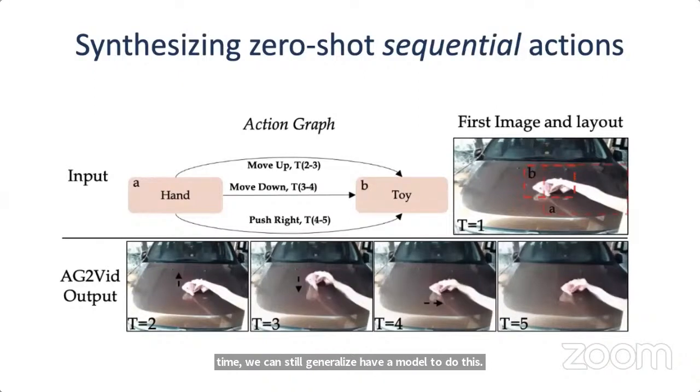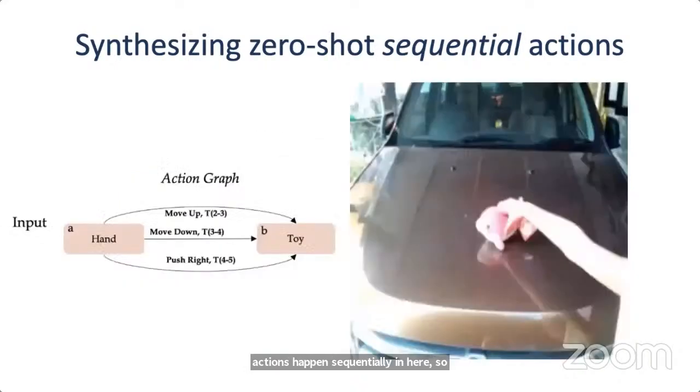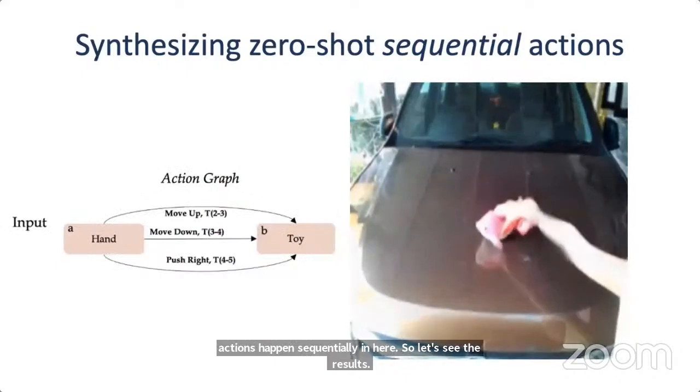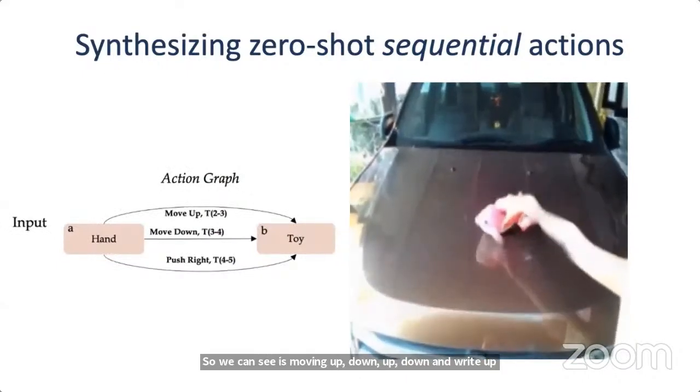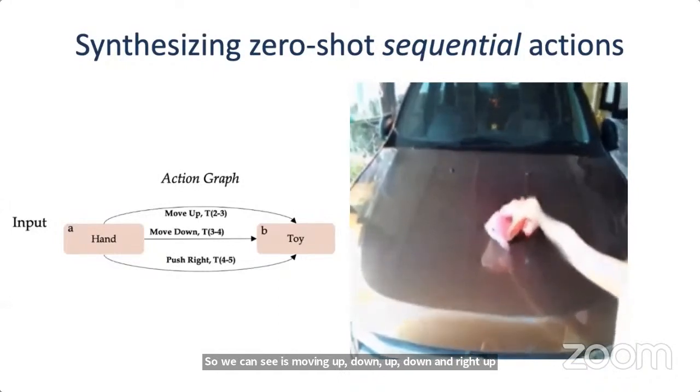Essentially, there's a hand and a toy, A and B, in this scene. From the second to the third second, we are going to move the toy up. And then the next second is going to move it down. And then the next second is going to push right. So three actions happen sequentially here. Let's see the results. We can see it's moving up, down, and right, up, down, and right. So it's basically following the graph and doing the sequence of actions.